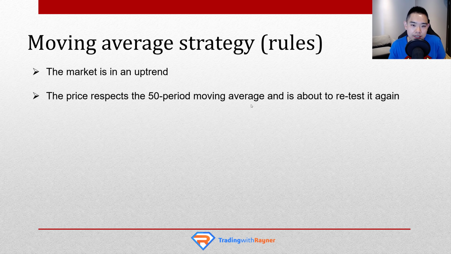Okay, so now the next thing is, how do you know that a particular market respects the 50-period moving average? Because there's no guarantee that the market will respect the 50 MA. You could just slice through it like butter. So this is why I'm looking for at least 2 tests of the 50-period moving average.